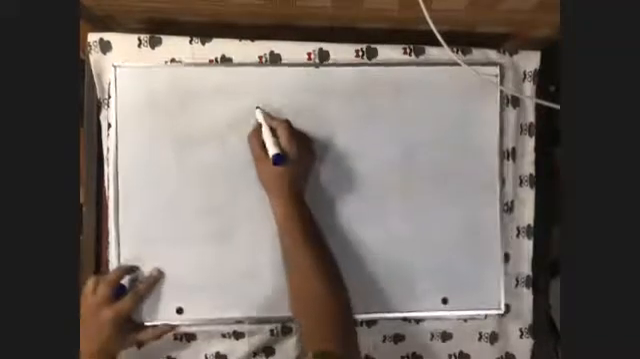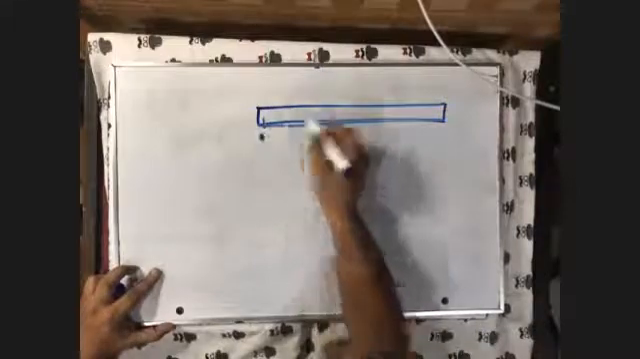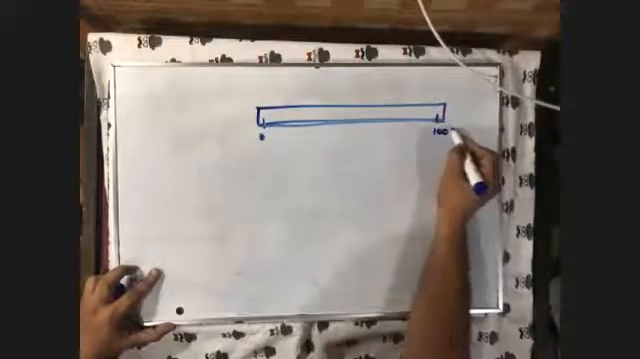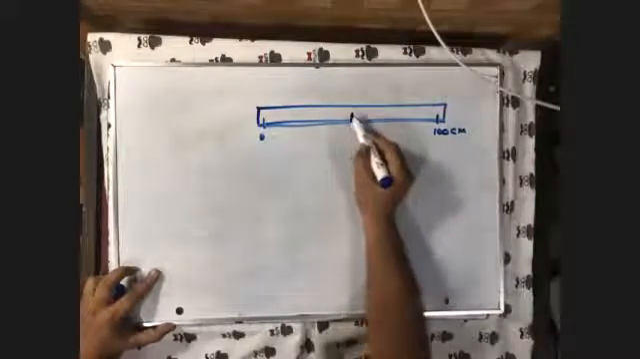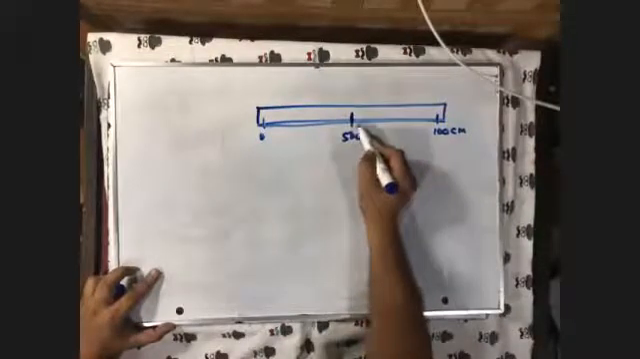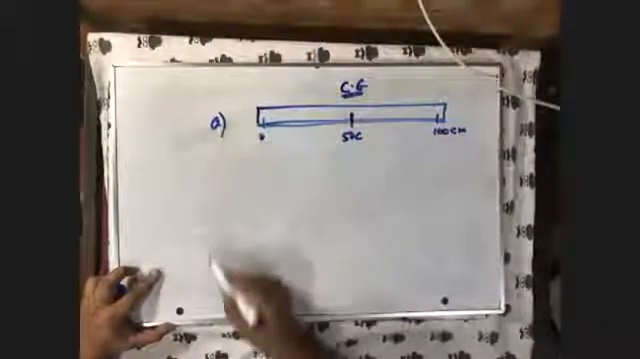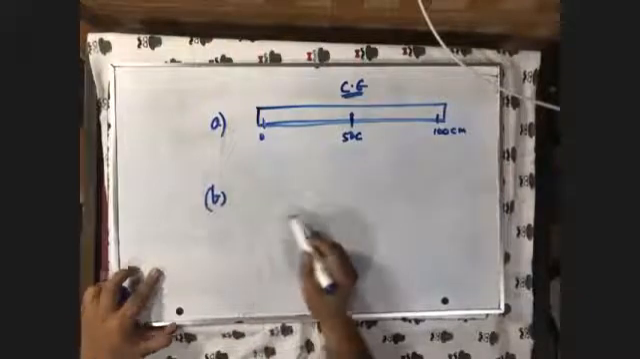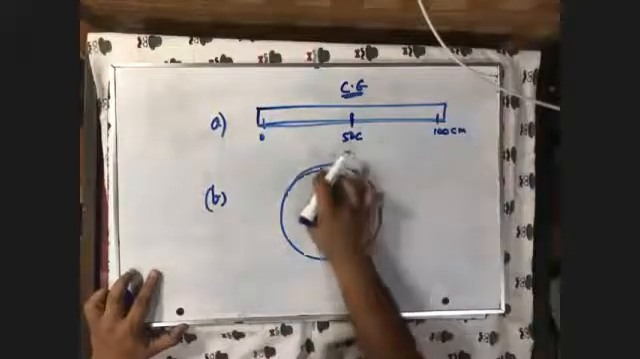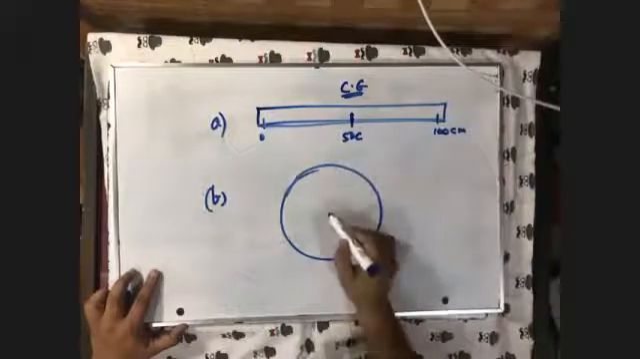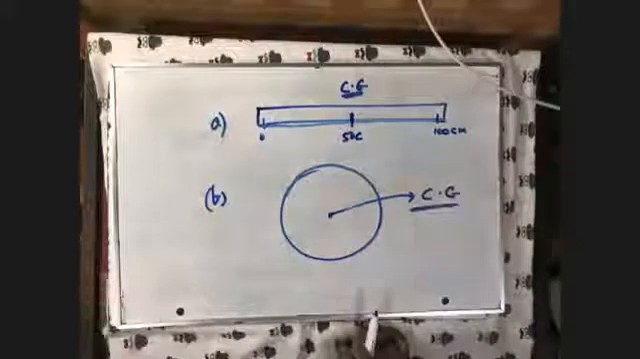I have a meter rule. Pens down and eyes on the board now. 0 centimeter, 100 centimeter. Where would the center of mass be? 50 centimeter. Very good. This is the point called CG. Example B, circle. Right here, the center, CG. Got it?